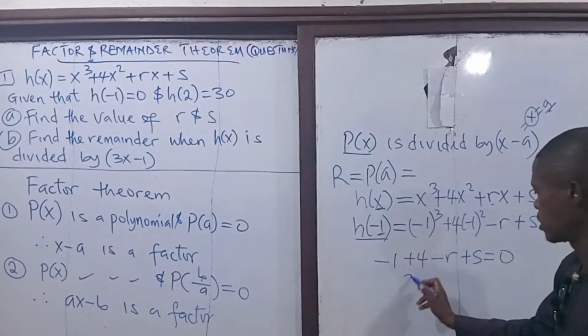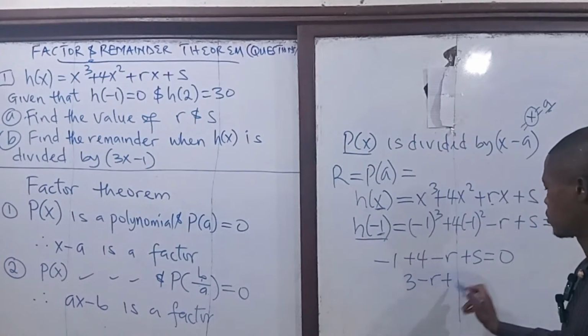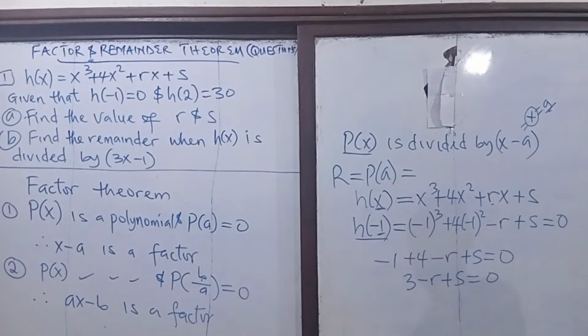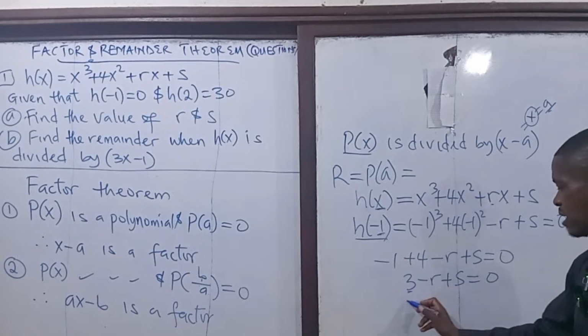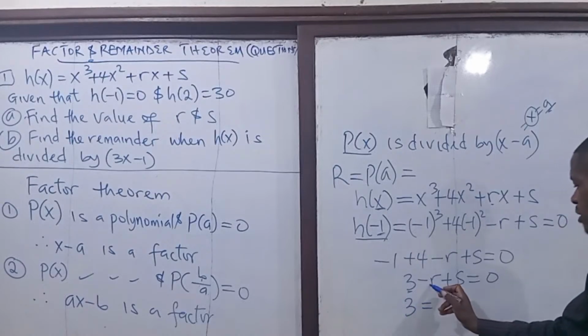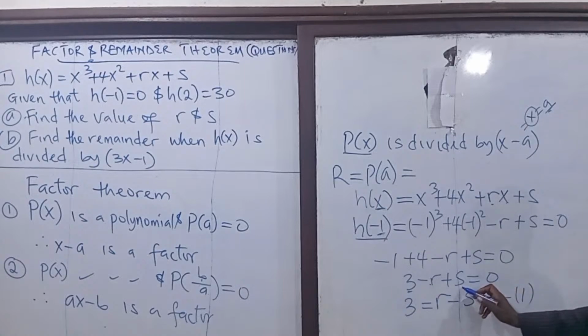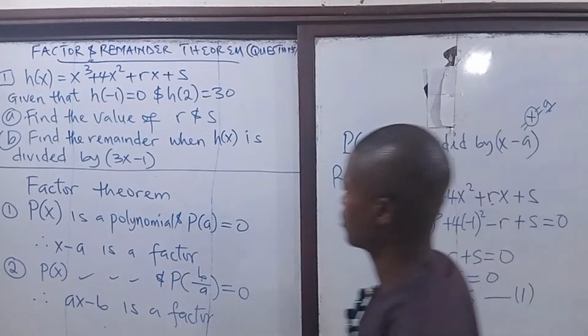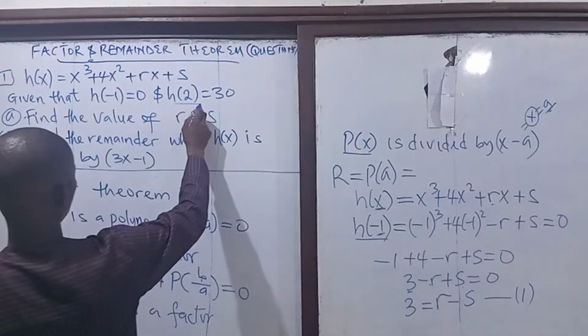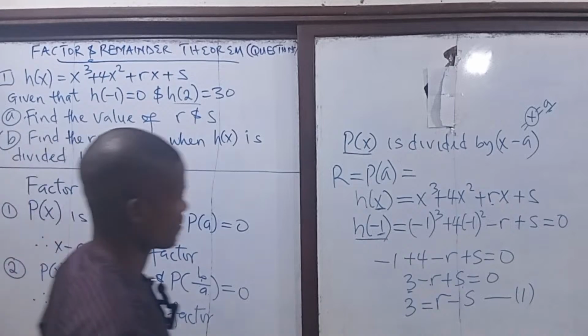And this will be equal to 3 minus r plus x. So we can move this 3 to the other side, or we can leave this 3 here. 3 equal to, shift the minus r to the other side, and shift the x to the other side. Call this one equation 1. The other one, h of 2 is 30.